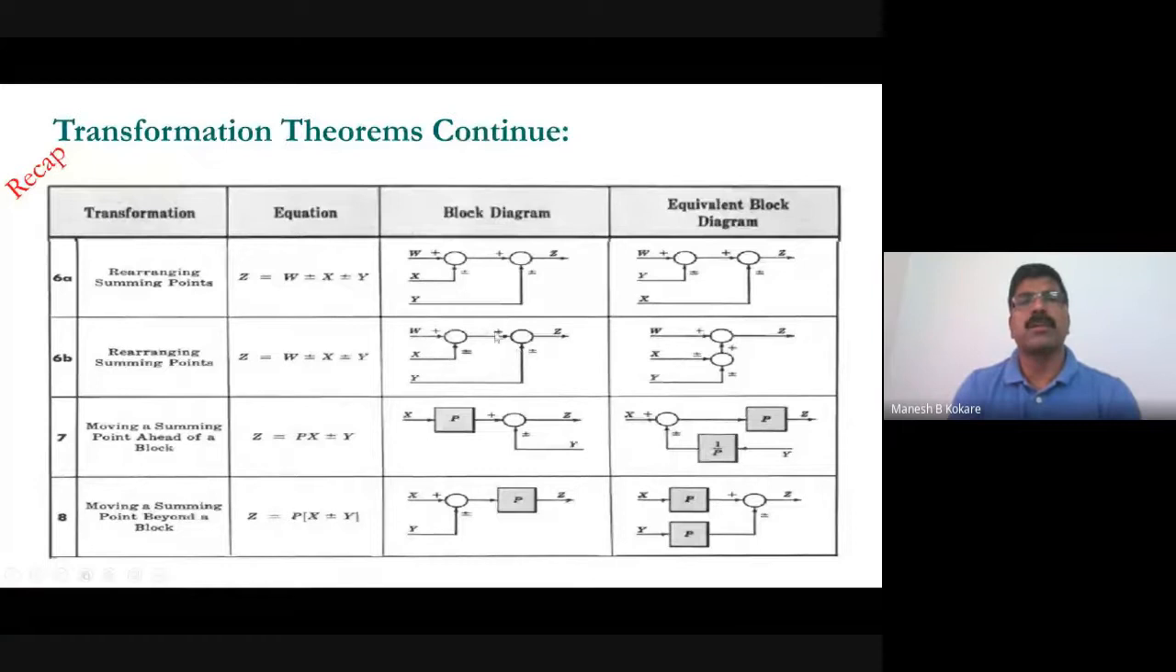So with this arrangement also you'll get Z the same. And then here also, what is Z? Z is equal to W plus or minus X and plus or minus Y. So with this arrangement also you can get the value of Z the same. So you have to make the arrangement such that your output should not change. But when you are changing that arrangement, it should simplify the block diagram and so on. I said that moving the summing point ahead of the block, at that time you have to add one more block so that your output will not change.